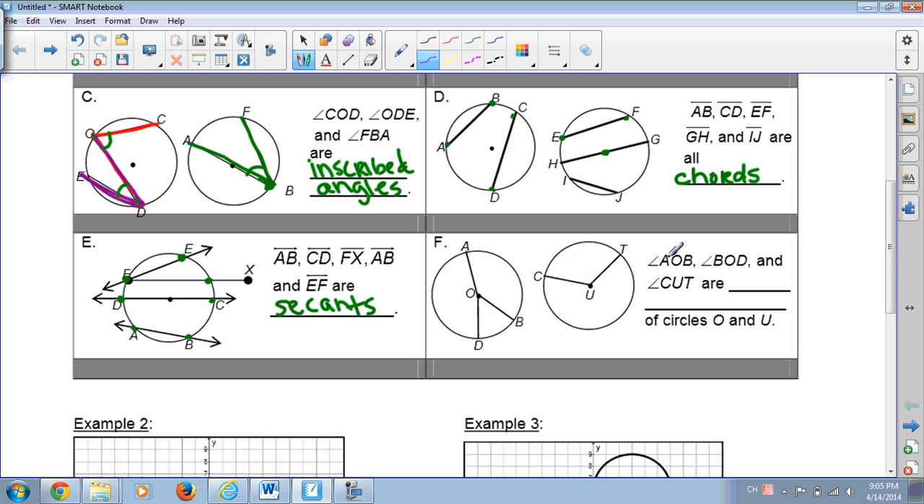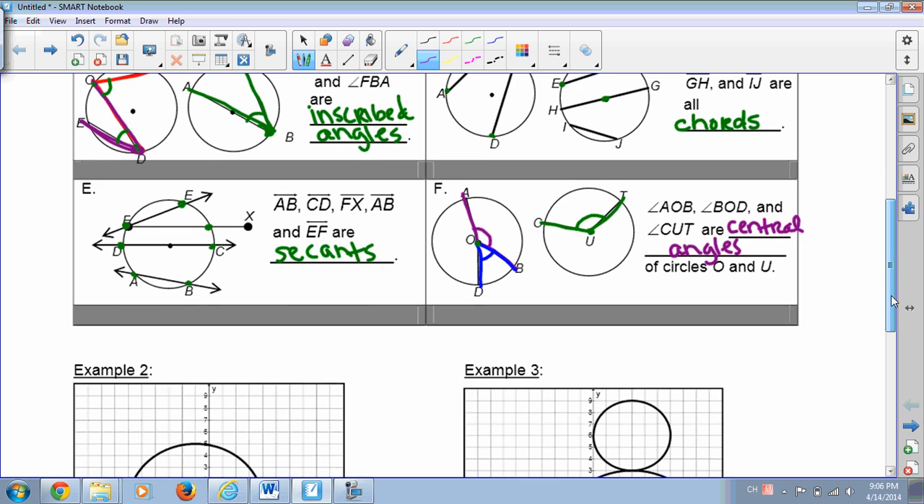And the last vocabulary term you guys already know. These are angles: angle AOB, it's a really big angle, and BOD, and COT. All these are angles whose vertex is in the center. Unlike the inscribed angles where the vertex was on the edge of the circle, these angles have a vertex at the center, which makes them very simple to remember. They are just central angles, and we've talked about central angles before. Central angles have a vertex at the center.